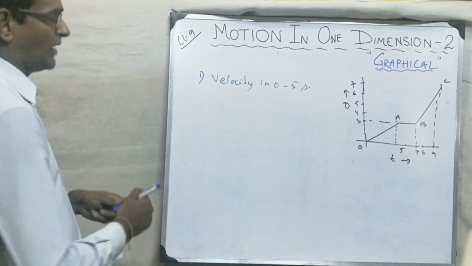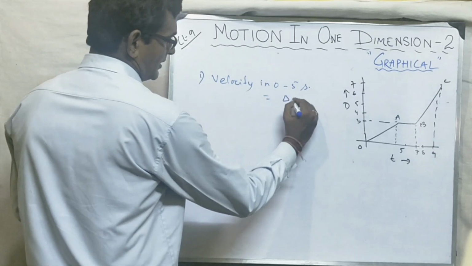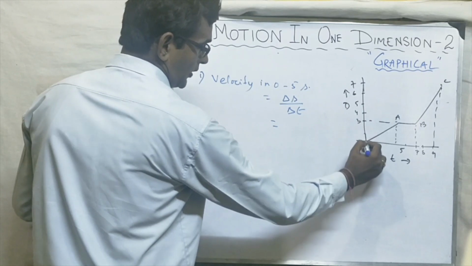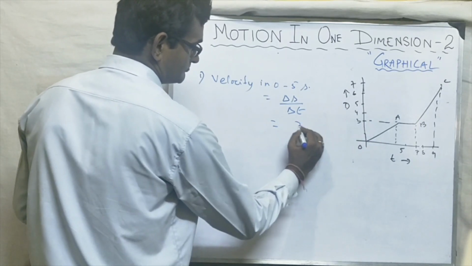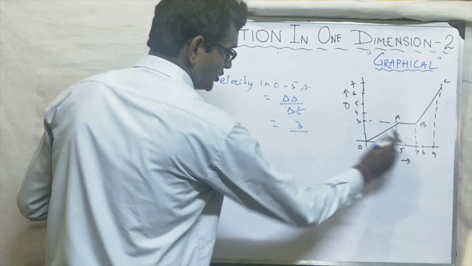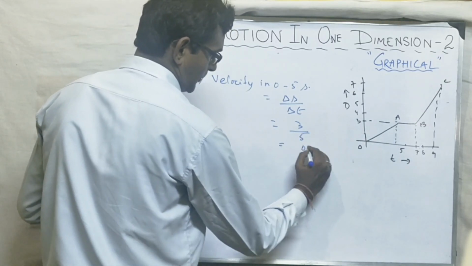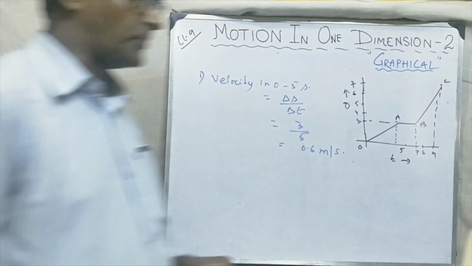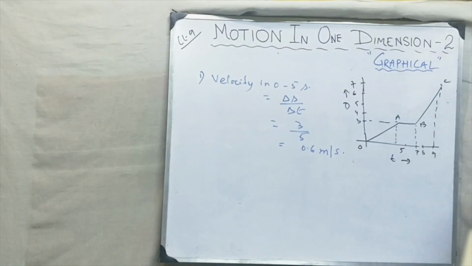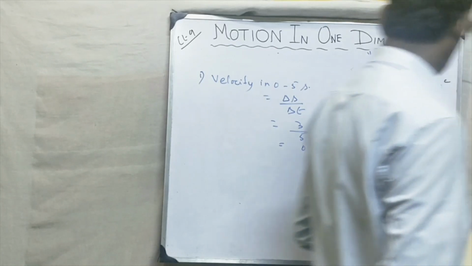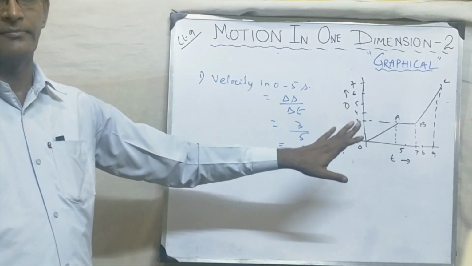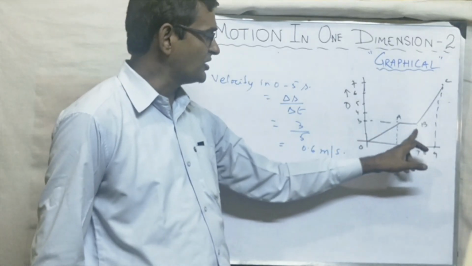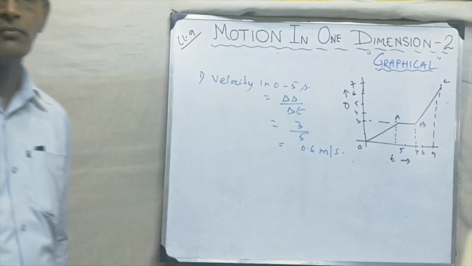Okay. So what will be there? Del S by del T. What is del S? From 0 to 3, means 3. And what is del T? 0 to 5. That is 0.6 meter per second. Okay, students, so please note it down. This is the velocity for the time interval of 5 seconds. Now one thing you see, they have asked what is the velocity from A to B. What do you think? What will it be?